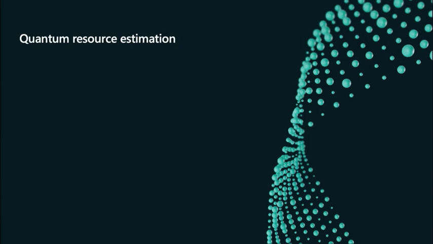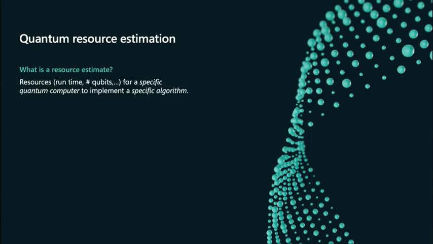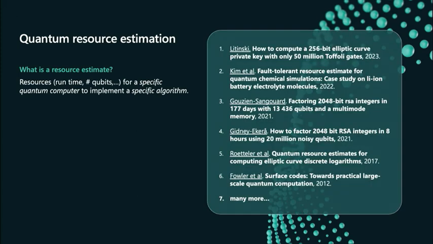Okay, so quantum resource estimation, what is that? Well, the idea is very simple. We want to estimate the resources such as runtime and number of qubits to implement a specific algorithm on a specific quantum computer, a specific design of a quantum computer. And this has a long history. There are many, many papers that have looked at resource estimates for these particular kinds of problems, and this is just a sample. This is a very, very small sample, but there are really many, many papers that do this.